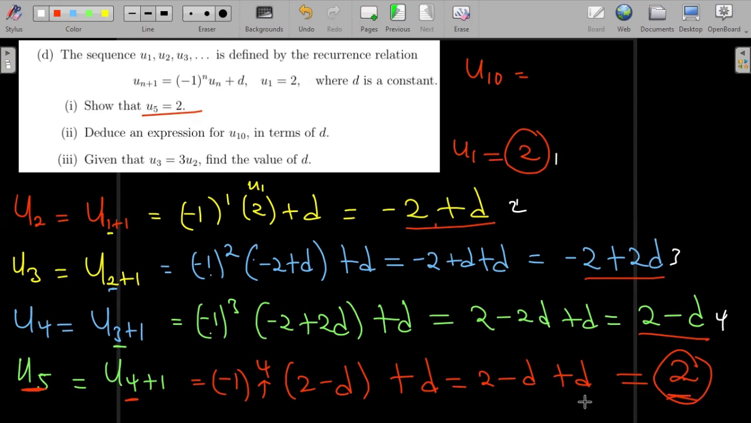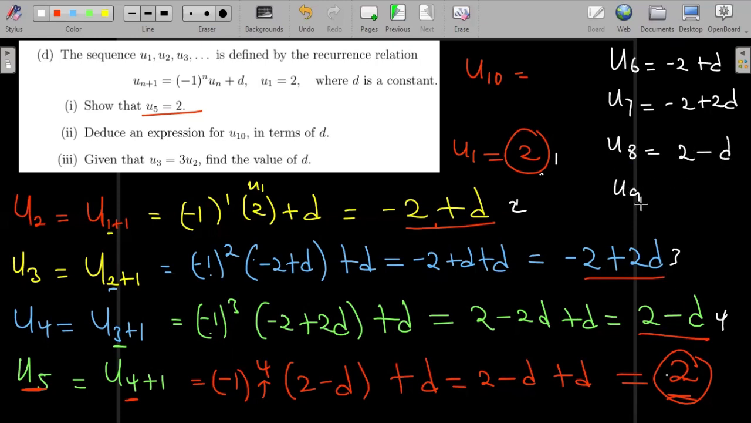So it means here U6 will be equals to what? If U5 is 2, which was the first one, it means U6 will be this one, which is minus 2 plus D. U7 will just be minus 2 plus 2D. U8 will just be 2 minus D. And then U9 will come back to 2. So it means U10 will just be equals to what? Go back to this one. So it will be minus 2 plus D.